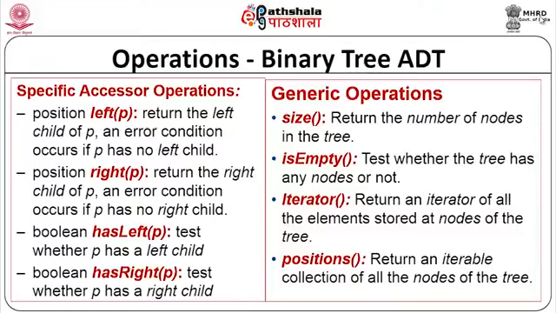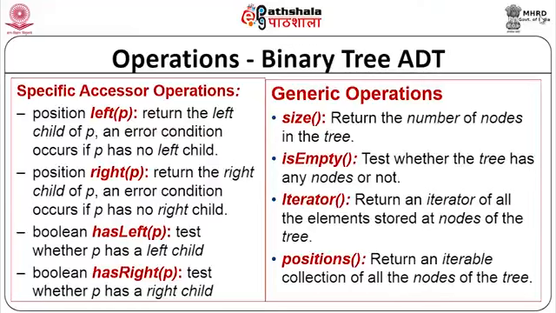So, position left of P returns the left child of P, an error condition if P has no left child. Right of P returns the right child of P and gives an error if there is no right child. Has left is a Boolean function that tests whether P has a left child, and has right again is a Boolean function that tests whether P has a right child.